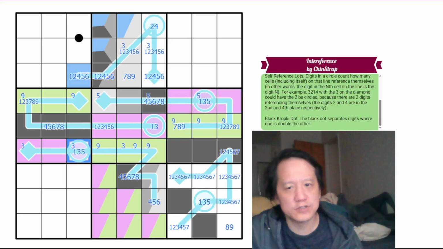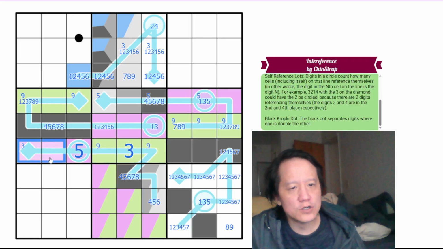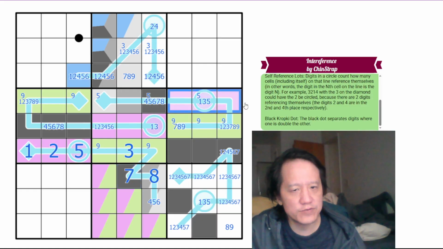But if we force this to be 5, then this has to be 3. Then we have a 9 matching one of these. So this must be self-referencing. 1, 2, one of these is 4. This must be 7. That's 8. But then we'd have 1, 2, and 5 here, and these two don't match the 4 and the 6 here. So that doesn't work. So this cannot be 5.